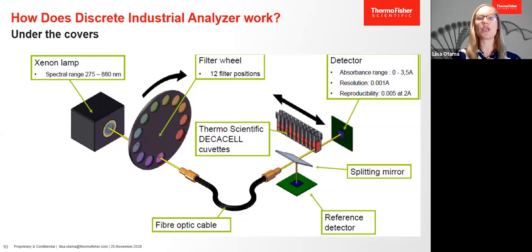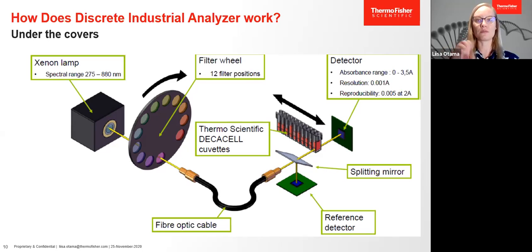How does this discrete analyzer actually work, or what's the basis of it? It is a photometric instrument, and it has filters. We have this very long-lasting xenon flash lamp, which has a spectral range from 275 to 880 nanometers. In practice, it will be 340 to 880 nanometers. We have a fast rotating filter wheel with 12 positions. So you have the possibility to have 12 different wavelengths that can be used in your measurements. Of course, each of the wavelengths can be used in multiple different assays.